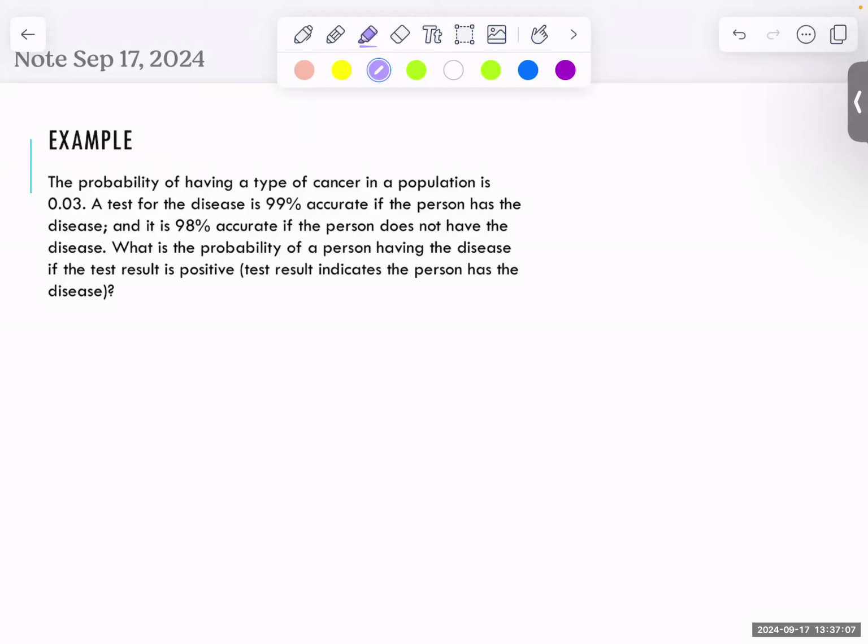All right, so let's write down the information that we have. So let me highlight this. The probability of having this cancer is 0.03. So I'm going to let C be the event that I have cancer.